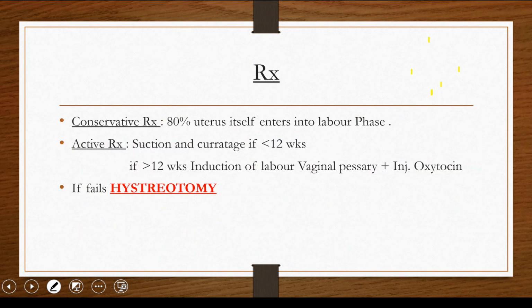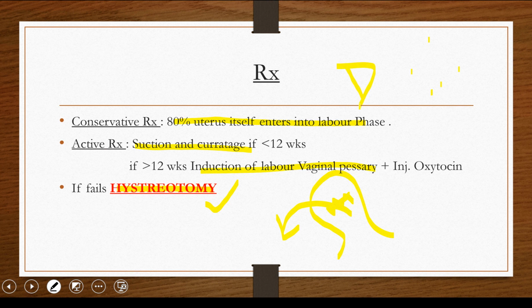Treatment. Conservative treatment and active treatment. Maybe the uterus itself enters the labor phase. If not, then go for suction and curettage. If presenting after the 12th week, then induce labor. If this fails, then go for hysterotomy. It's simple, like a C-section: cut the uterus, take the dead fetus out and then stitch it back. This is the one case, in missed abortion, which carries a high risk factor for DIC.